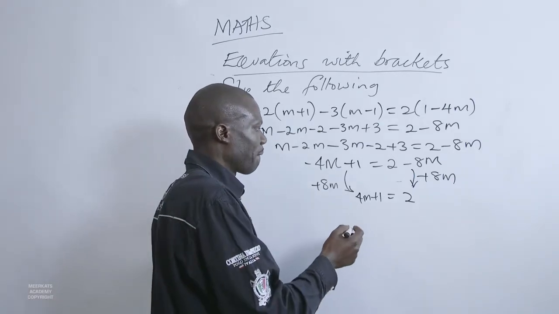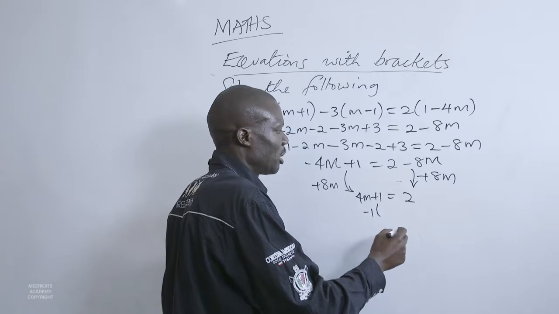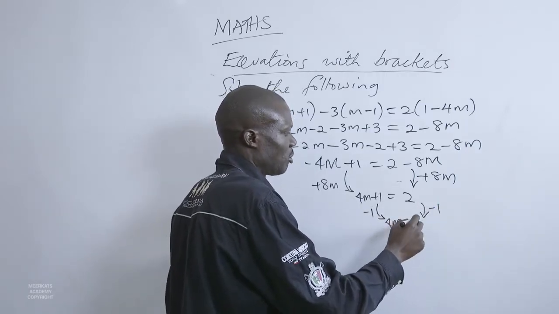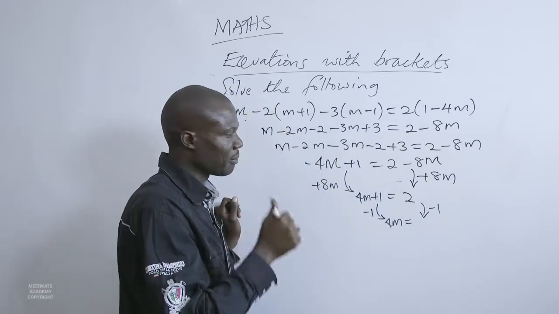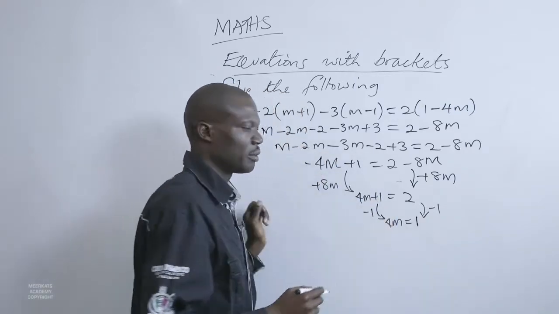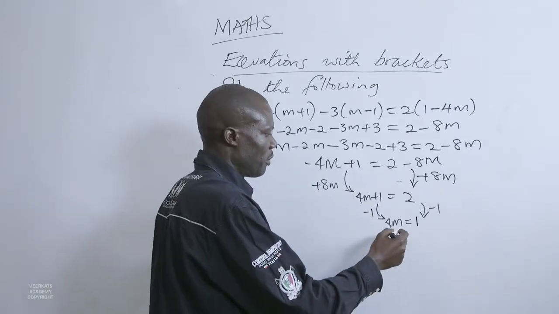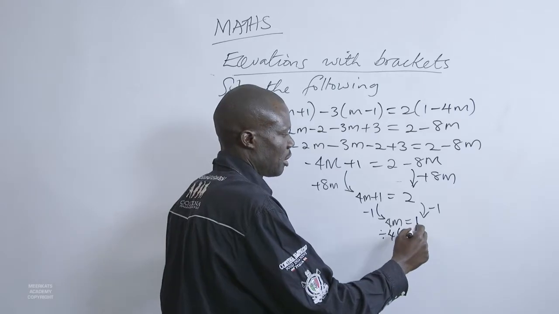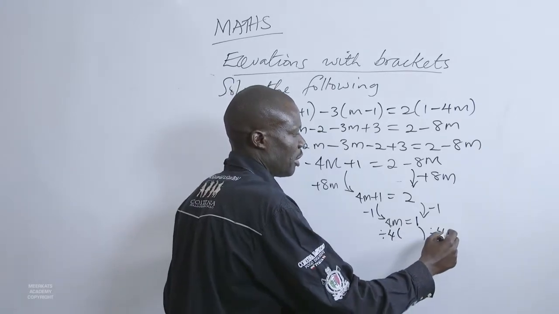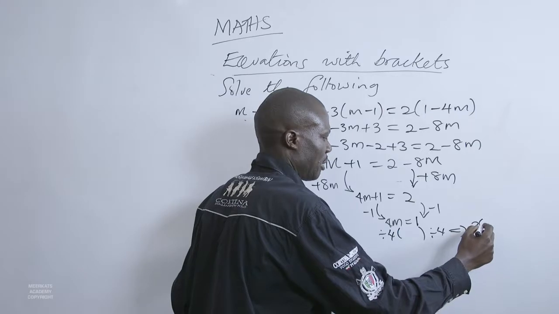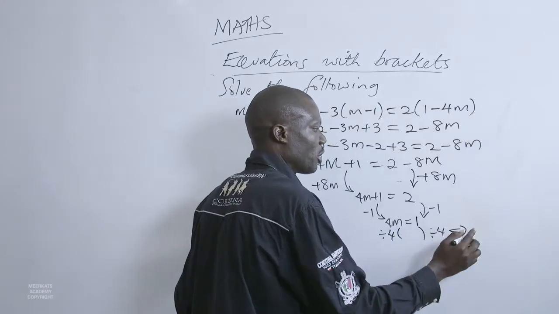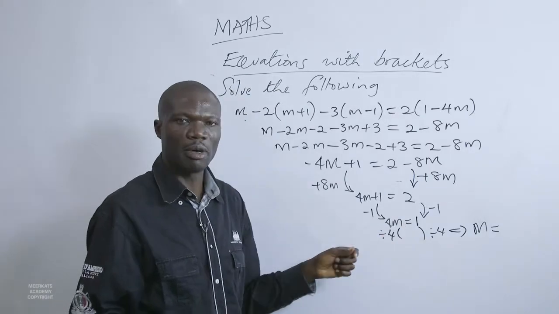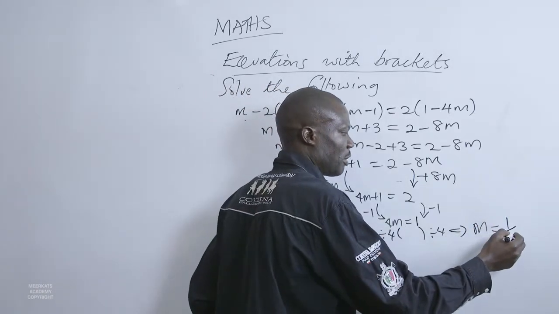When you work out, we shall have to minus 1 here and minus 1 here. We make the 4m equals to 2 minus 1, which is 1. We divide by 4 and divide by 4, then it implies that what will remain, which we are calling m, is equals to 1 divided by 4, which is 1 over 4.